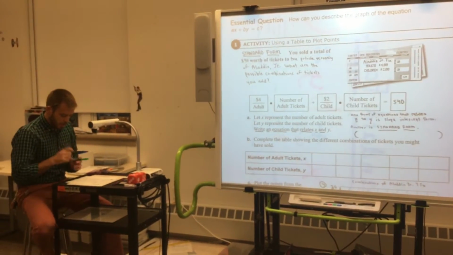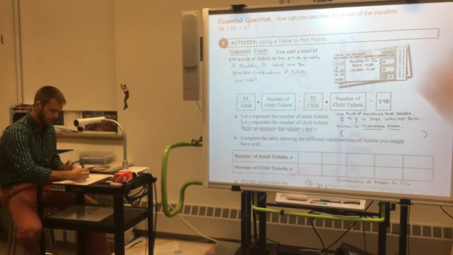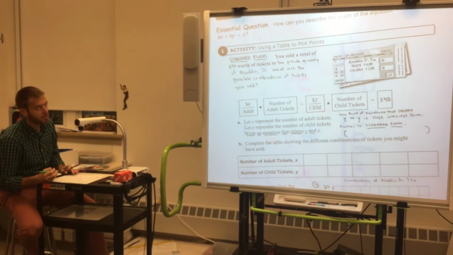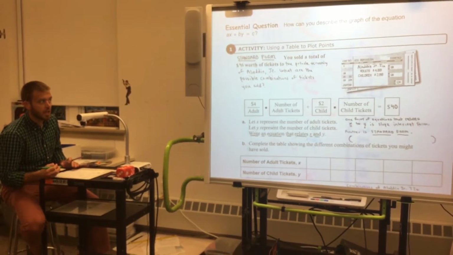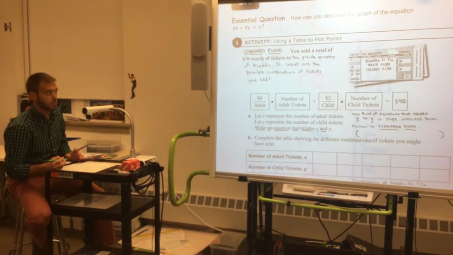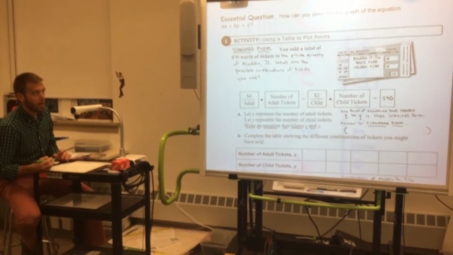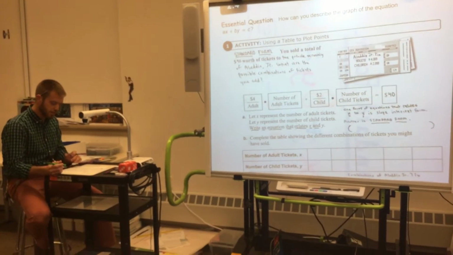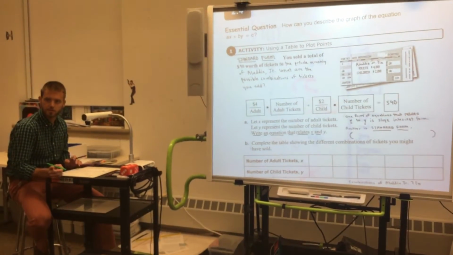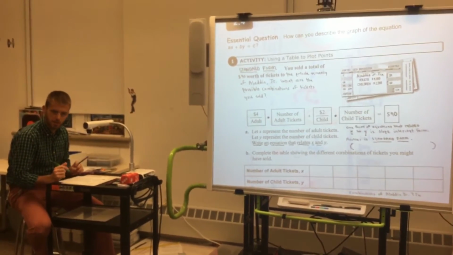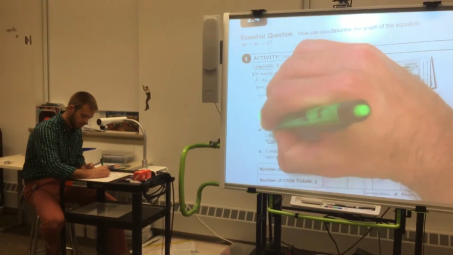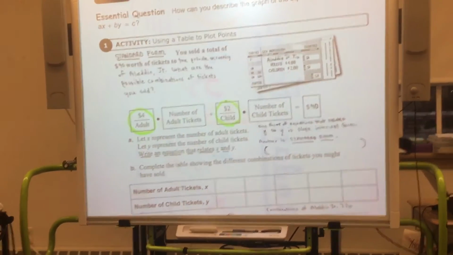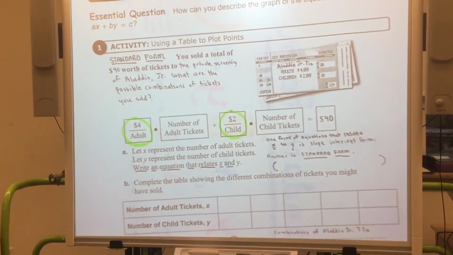So I'm going to show 2 examples. Let's say that you sold a total of $40 worth of tickets to the private screening of Aladdin Jr., which is happening this week at the school at which I teach. What are the possible combinations of tickets you sold? So what happens here is you've got different pricings for different types of people coming to this. You've got $4 for adults, you've got $2 for children, and then obviously you pay per person coming.